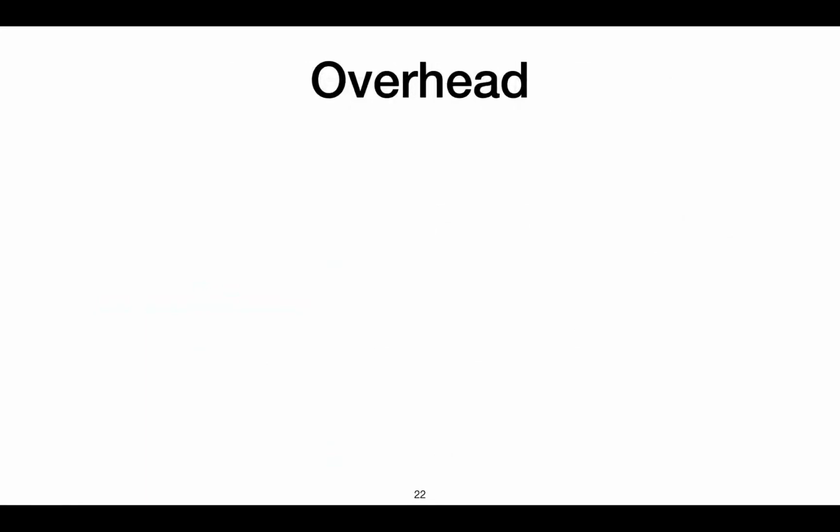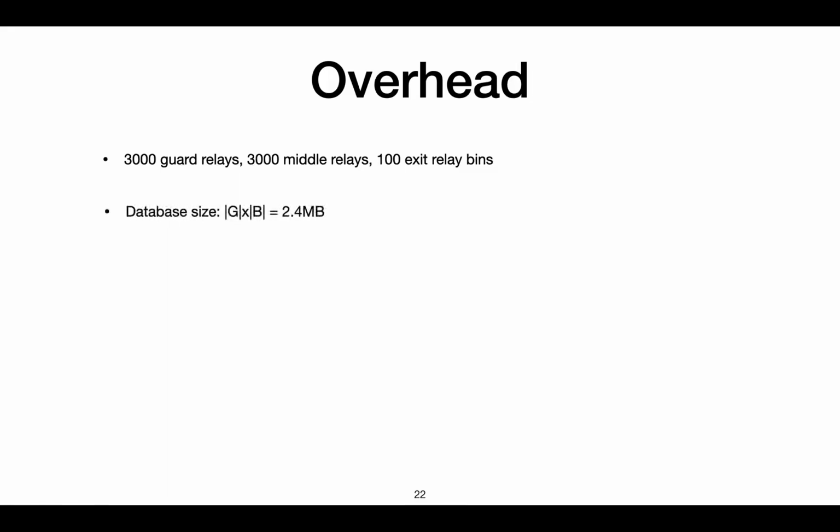We have now covered the basic algorithm and two extensions addressing challenges for the algorithm. We will now discuss the practical use, beginning with its computational and communication overhead. Firstly, an example of the overhead costs given a setup with 3,000 guard relays, 3,000 middle relays, and 100 exit relay bins. In this scenario, the database of frequencies for the pairs will be 2.4 megabytes in size.